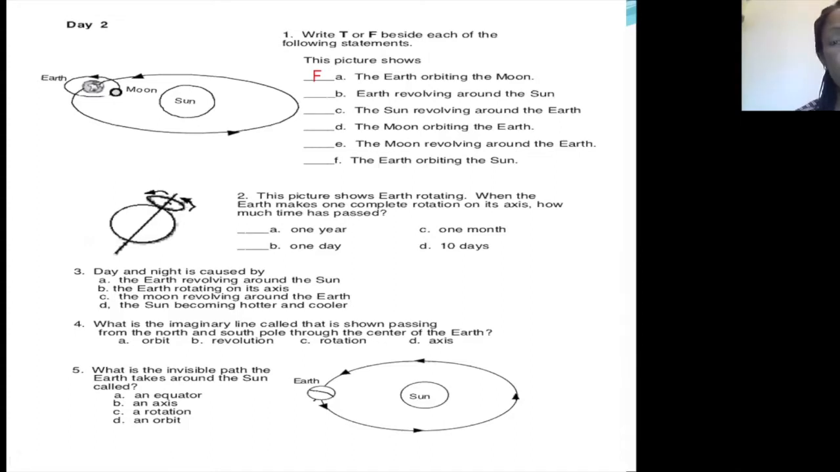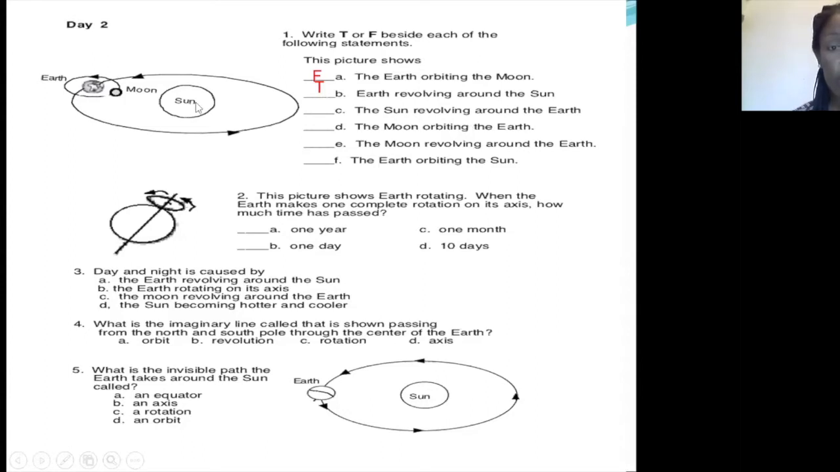B, Earth revolving around the sun. So remember again, look at the diagram. This is the sun here. This is the Earth. The Earth is moving around the sun. So B will be true. C, the sun revolves around the Earth.